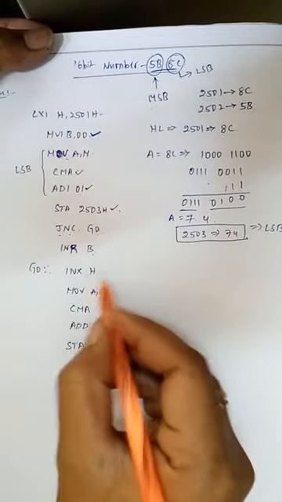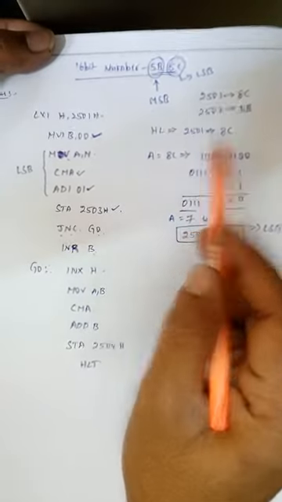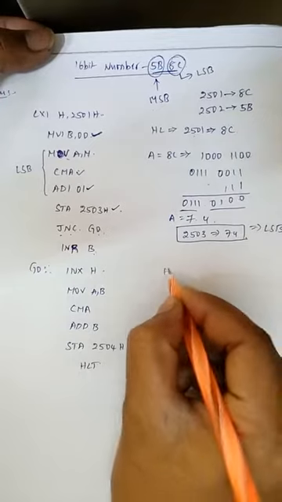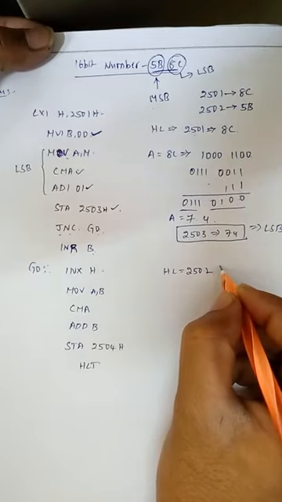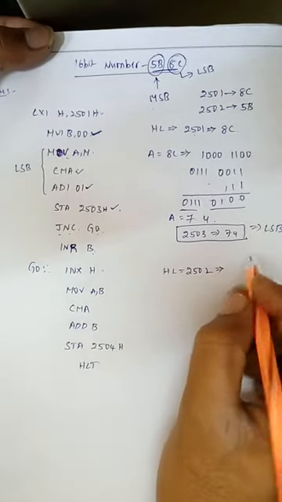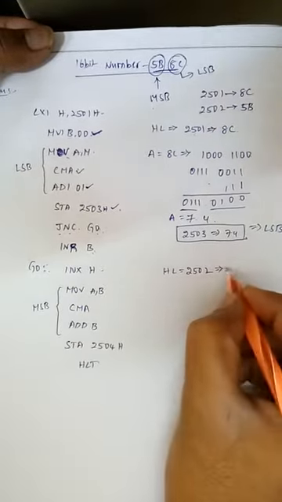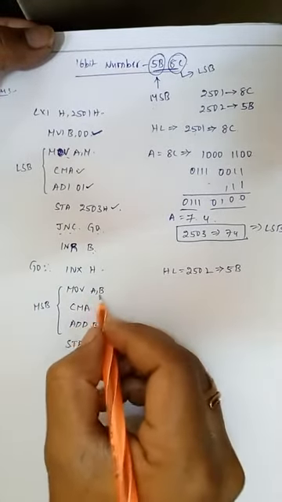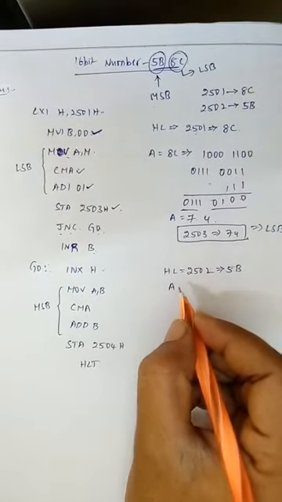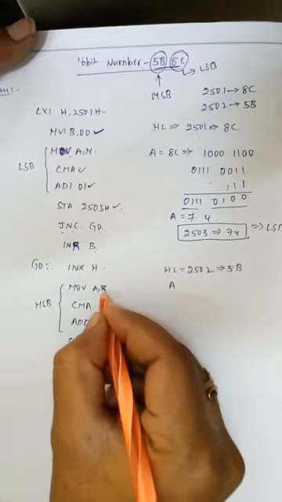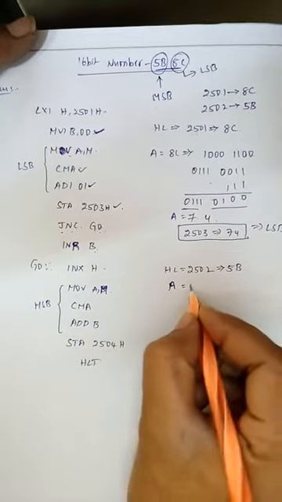Coming to here, increment H, that means the HL pair will be incremented by 1. Initially the HL pair is 2501, and now it is incremented by 1. That means HL will be 2502. It will store the MSB part, that is 5B. Move A comma B, that means the accumulator will store... sorry, here I think the instruction is wrong. MOV A, M. So the memory value will be stored in the accumulator, that is 5B.